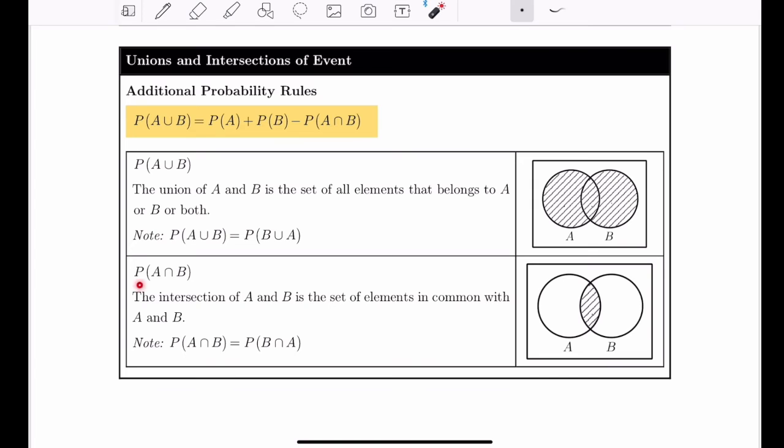Next, we're going to have a look at P of A intersect B. So what is it? It is the intersection of A and B, where it is the elements in common with the A and B. So please take note that P of A intersect B is also equal to probability of B intersect with A. So as we can see in the Venn diagram, A intersect B is just this region.